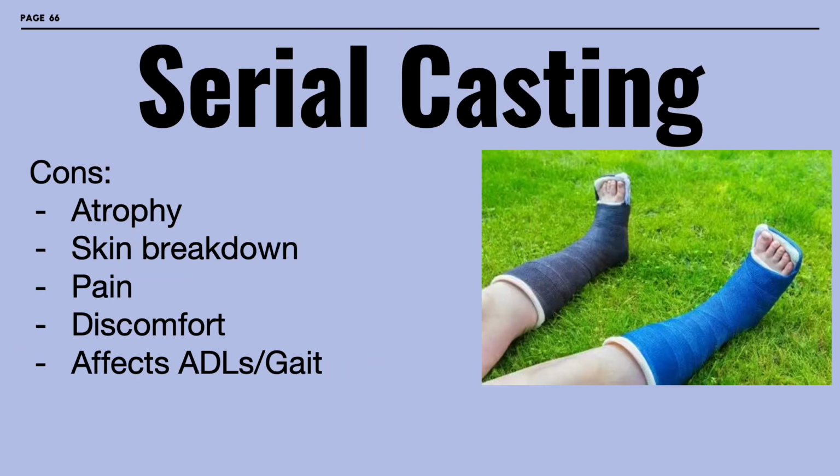Next, we're just going to go over the cons of serial casting. Some cons include atrophy, skin breakdown, pain, discomfort, and can really affect your activities of daily living and gait. When you have a big cast on, it makes it harder to lift that leg or lift that arm. So you really want to weigh all of these when suggesting this to your patient.